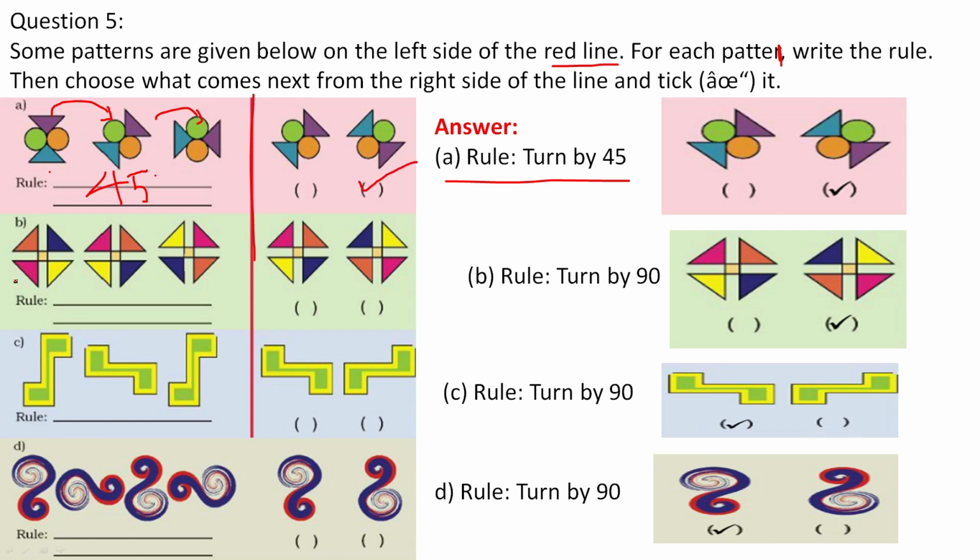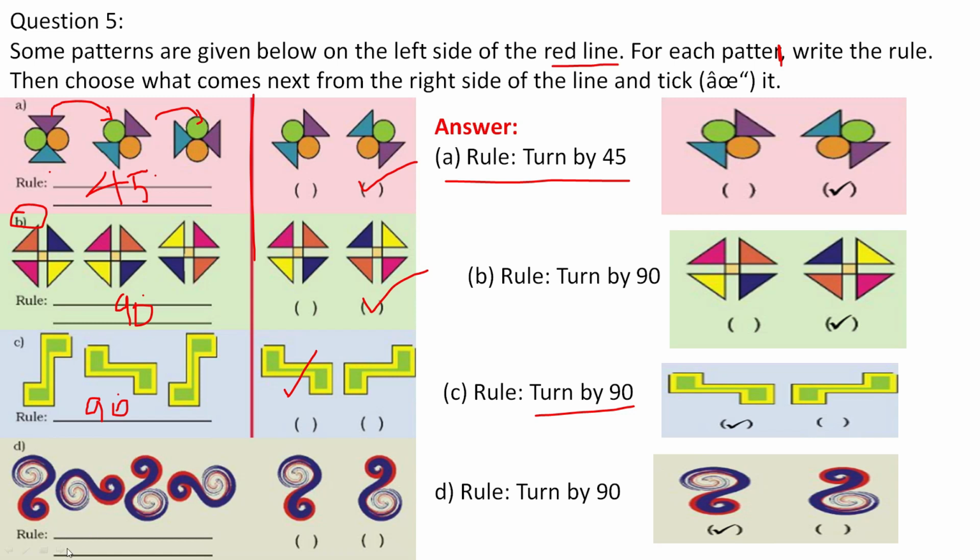The next B, here certain patterns are given. The rule followed in this pattern, you can see it is 90 degree. 90 degree turn we can say. So what will be the answer? The second will be the answer. Third one, again it is 90 degree turn. So the rule followed here 90 degree. So what is the answer for this pattern? The first one is the answer.